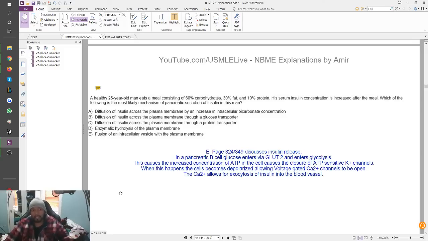The enzymatic hydrolysis of the plasma membrane, that sounds pretty bad. Why would you hydrolyze the plasma membrane? Then you're pretty much going to kill the cell. And the E, fusion of an intracellular vesicle with the plasma membrane. And maybe, just when you read that answer choice, it comes to your mind and you remember that image of that actual fusion occurring. All right, so let's go take a look at that.